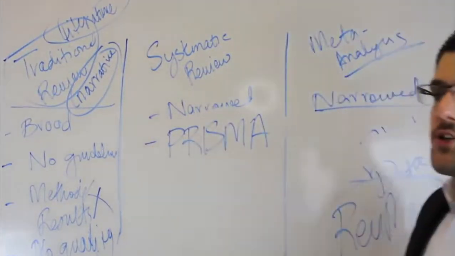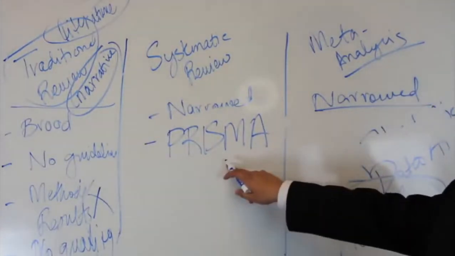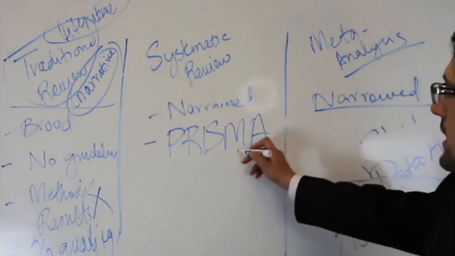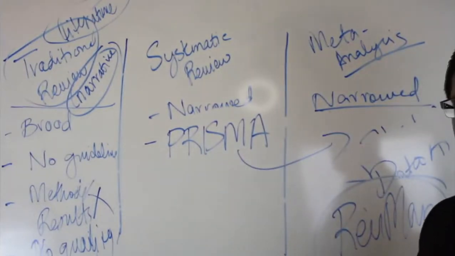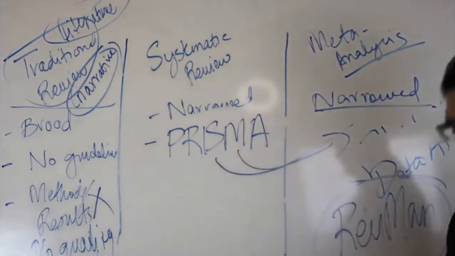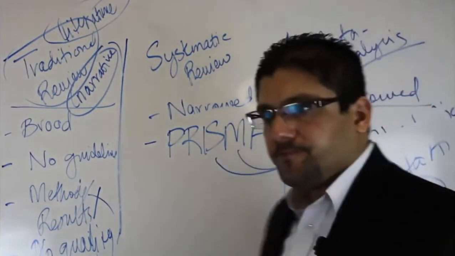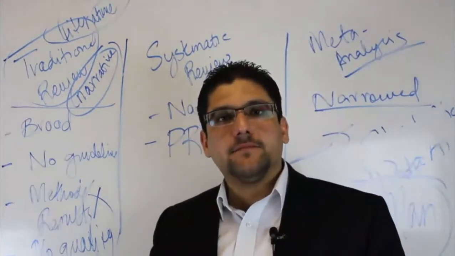So now the question is, do you think meta-analysis will need PRISMA guidelines, PRISMA checklist? Absolutely. Because systematic review becomes meta-analysis. Systematic review will become meta-analysis.